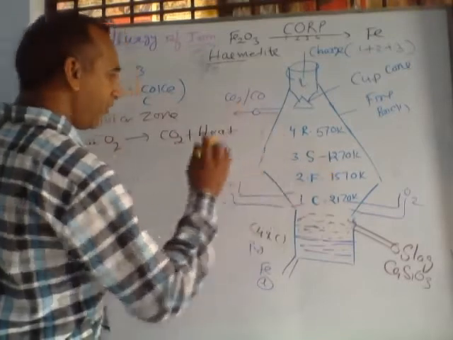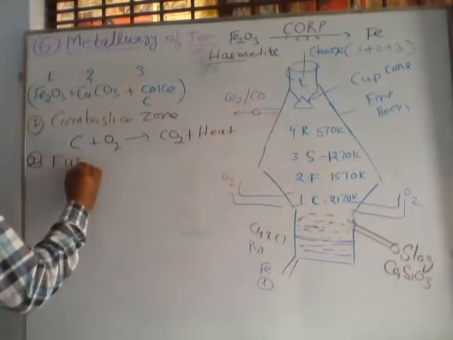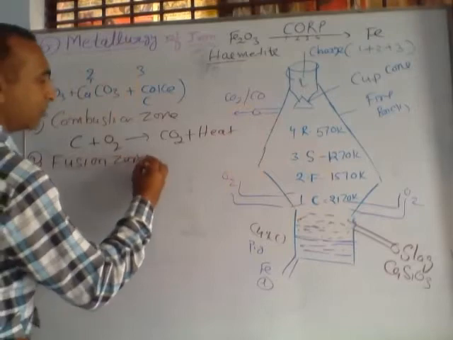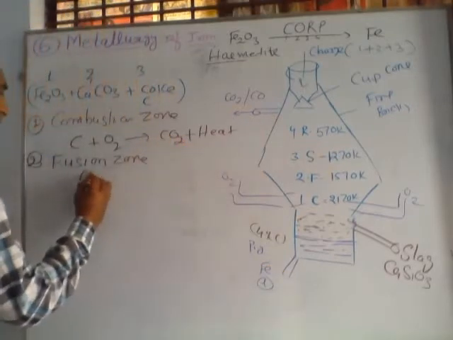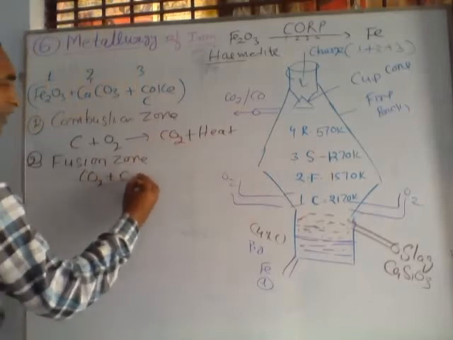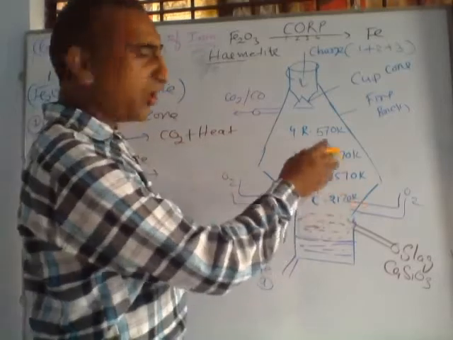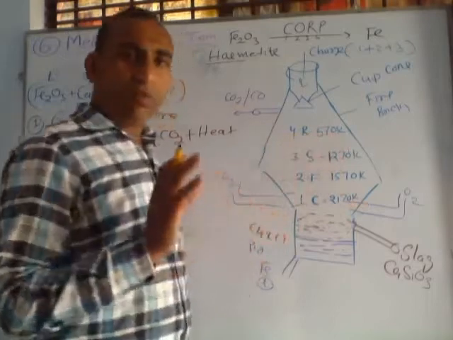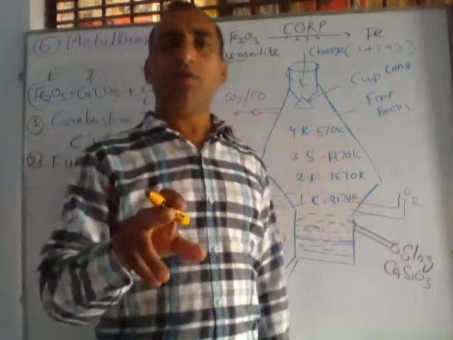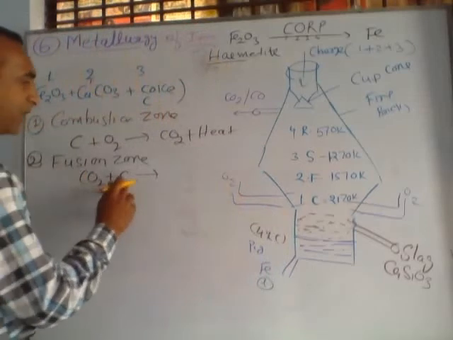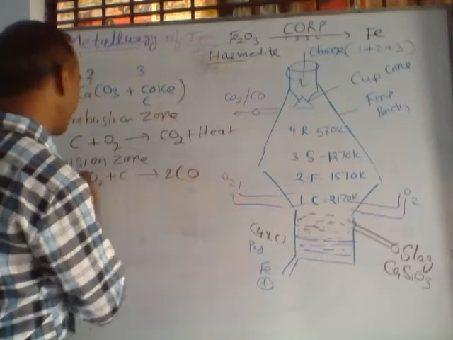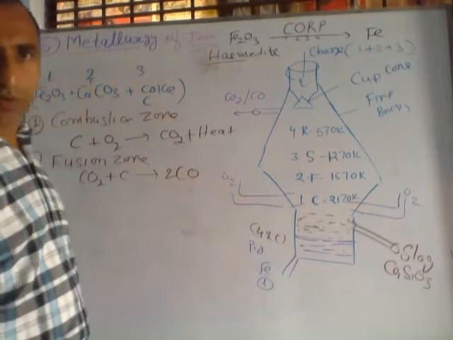Second, F stands for fusion zone. In the fusion zone, this carbon dioxide gas further reacts with coke, because the amount of coke inside is larger than the amount of oxygen. So CO2 reacts with carbon and forms carbon monoxide. This is called the fusion zone.